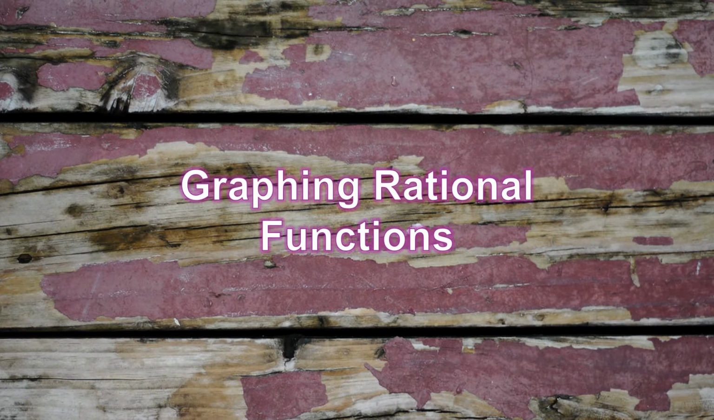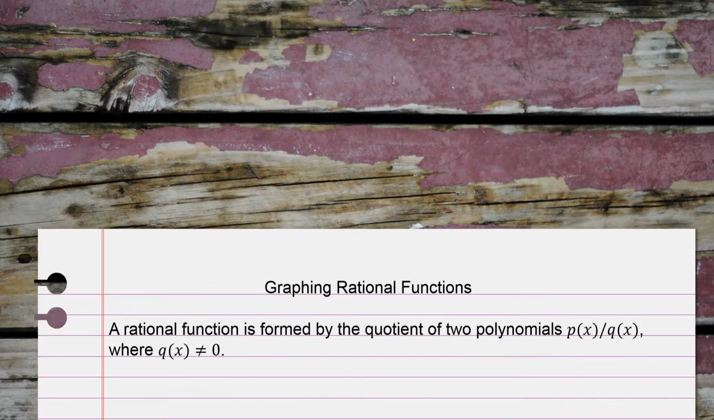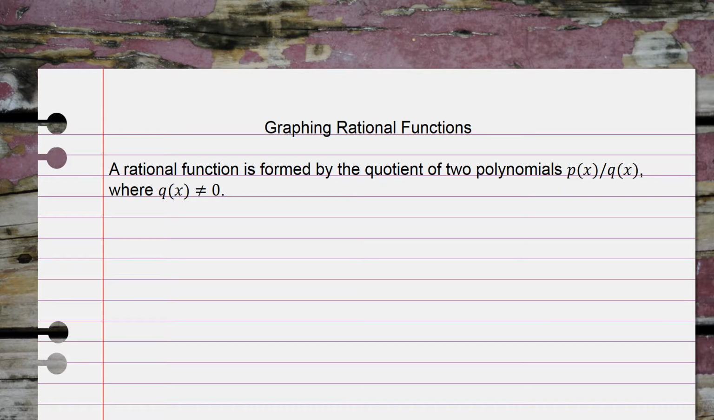This lesson is over graphing rational functions. A rational function is formed by the quotient of two polynomials, p of x divided by q of x, where q of x, the denominator, cannot equal 0. An example of a rational function would be f of x equals 1 over x minus 3.